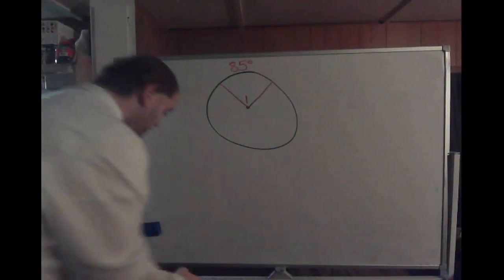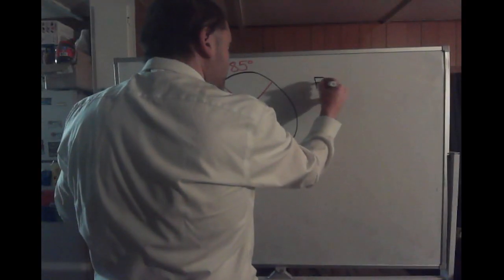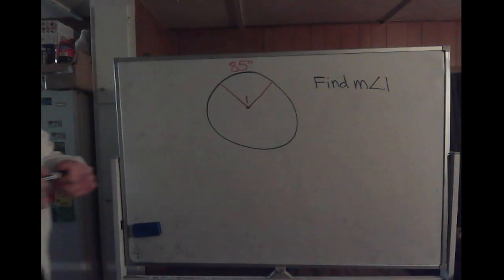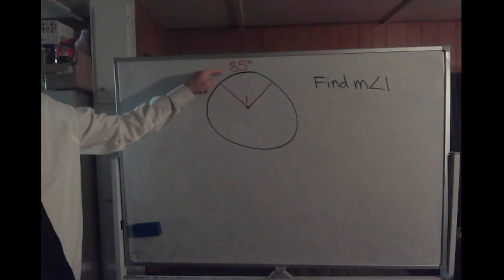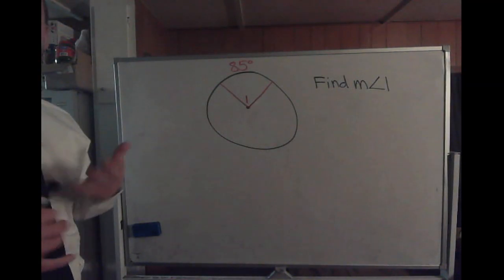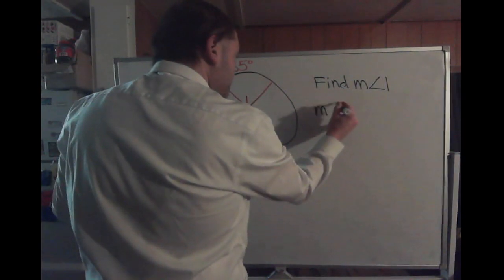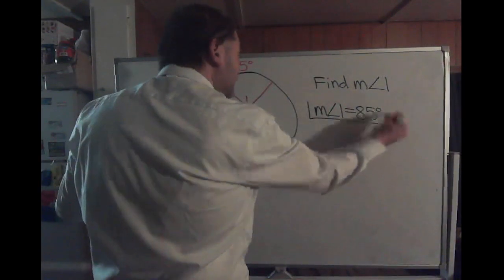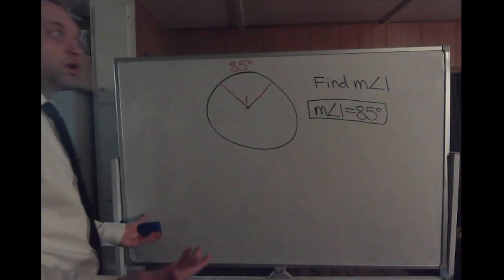Alright, so for the next few exercises, our goal is to find the measure of angle 1. This one's fairly easy. You definitely have a central angle of angle 1. The minor arc is 85 degrees. Well, what do we know about minor arcs and central angles? They're congruent. So therefore, the measure of angle 1 would also equal 85 degrees in this case. Pretty straightforward since the minor arc and central angle are always congruent.